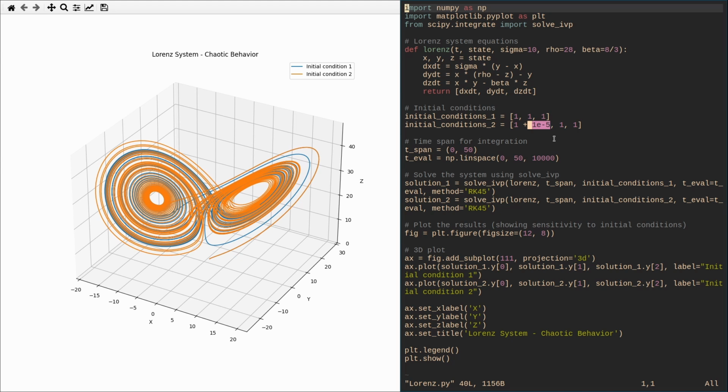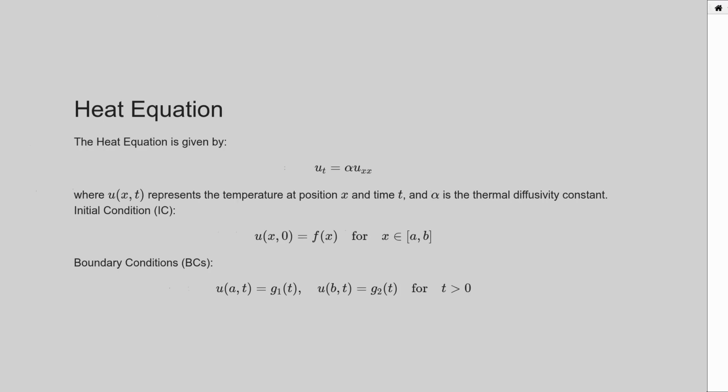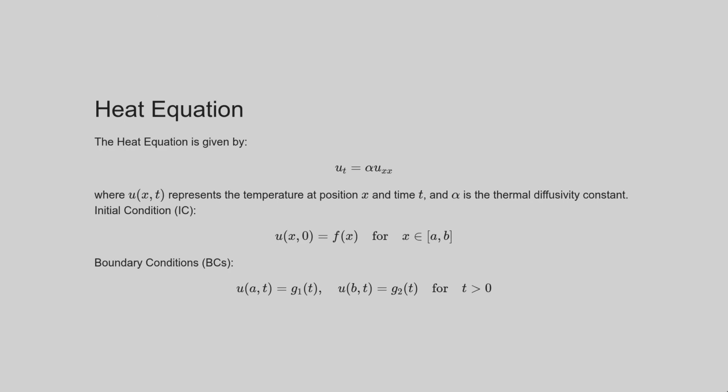Now let's move to practical implementation. We will solve the heat equation in OpenFOAM to demonstrate uniform and non-uniform initial conditions. Here is the heat diffusion equation, where U is the temperature at a specific position x and time t, and alpha is the thermal diffusivity constant. And to solve this transient problem, you will need initial and boundary conditions.